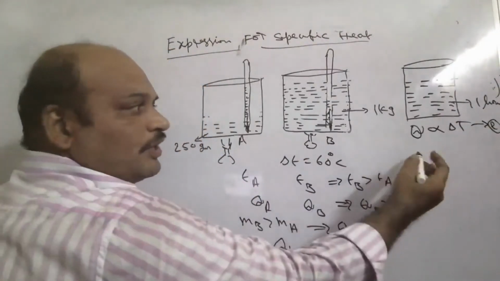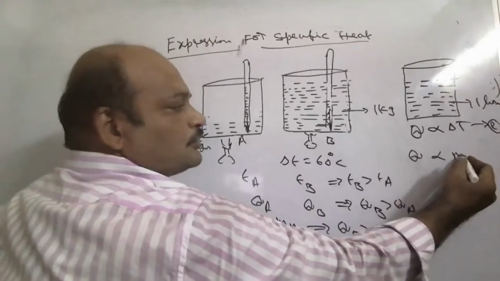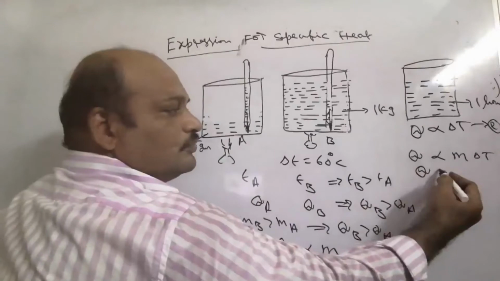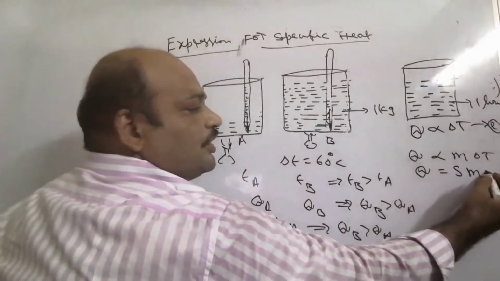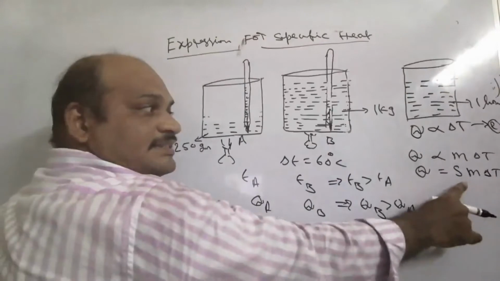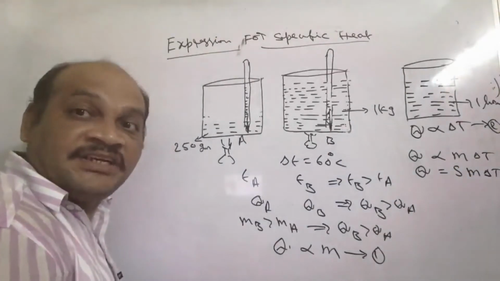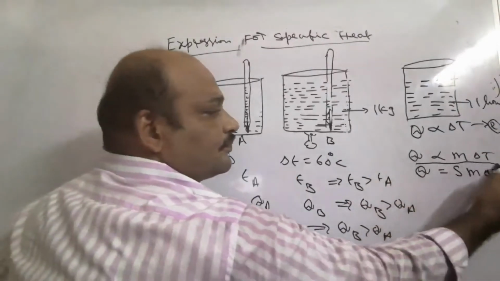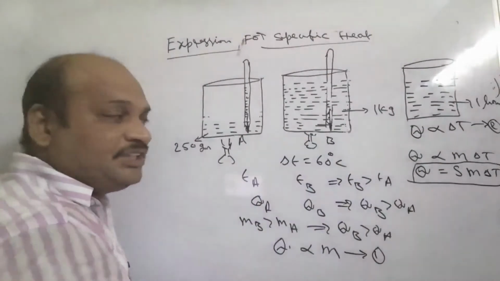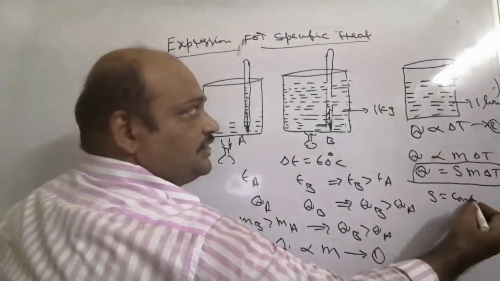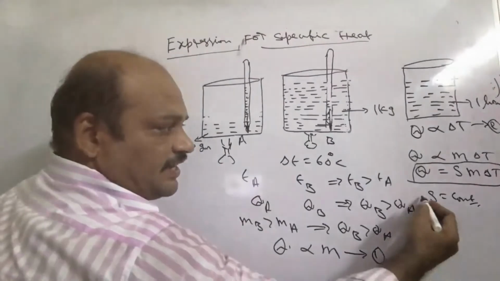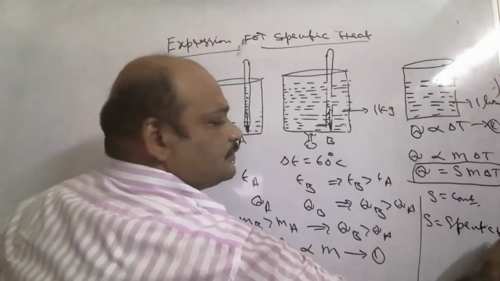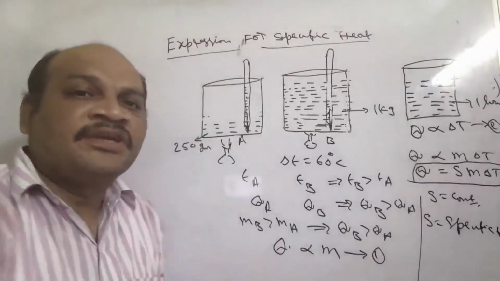From 1 and 2, what can you write? Q is proportional to M into delta T, or Q is equal to S into M into delta T. Here this S is taken as a proportional constant. This proportional constant is called the specific heat.